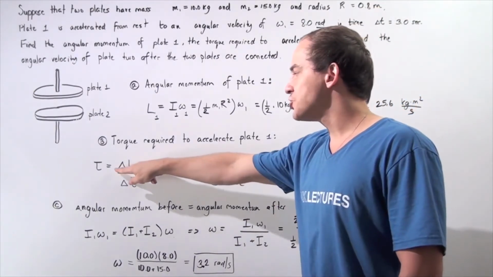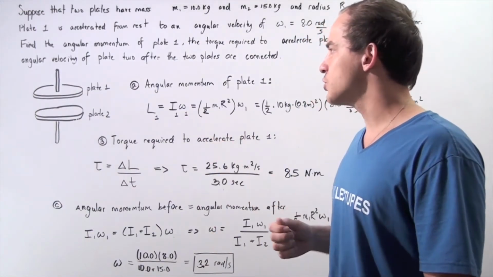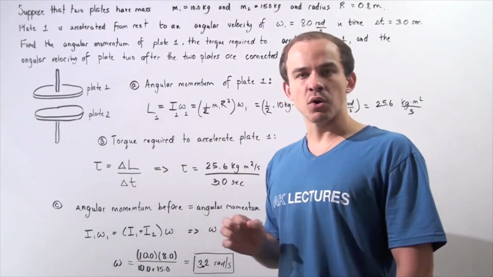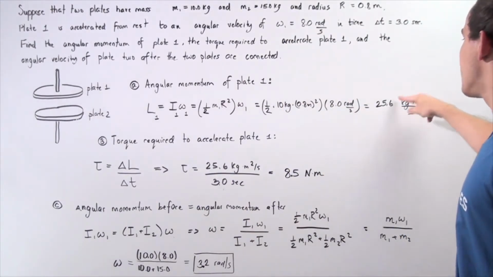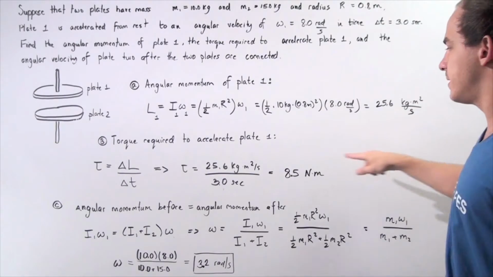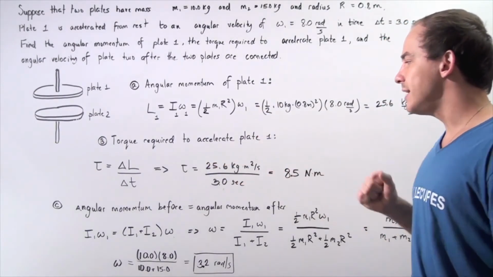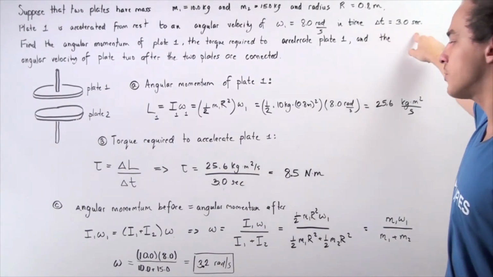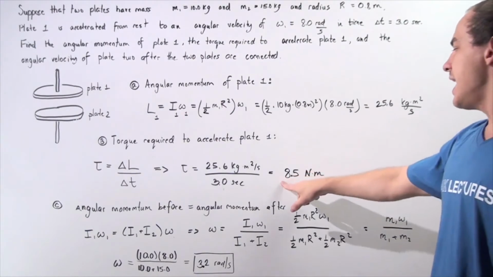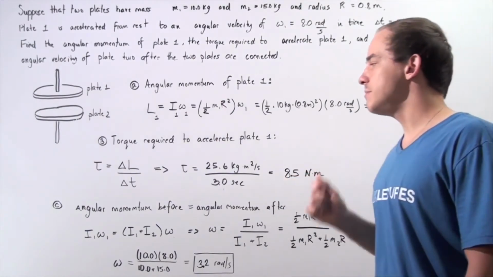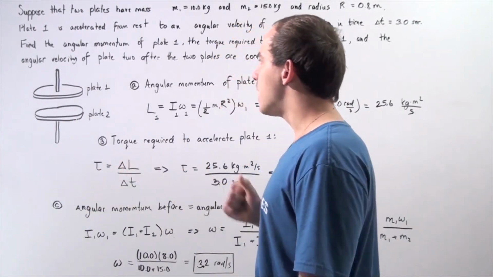So we simply take the change in our angular momentum. Initially, our object was stationary, so our initial L is 0. Our final L is this quantity, 25.6 kilograms times meters squared divided by seconds. So we plug that in for the numerator. The denominator is our time interval of 3 seconds. So we divide the two numbers and we get approximately 8.5 newton meters as our net torque acting on the object.